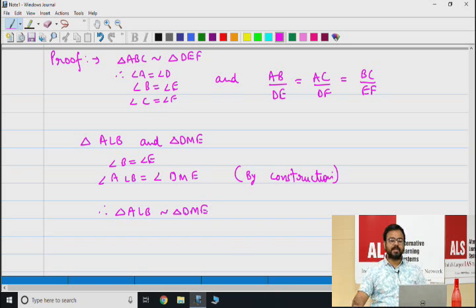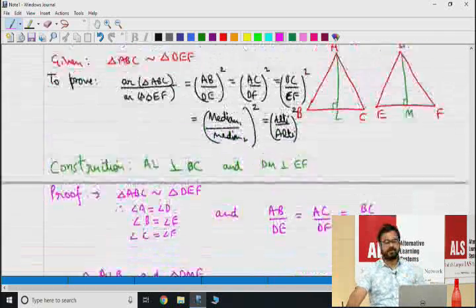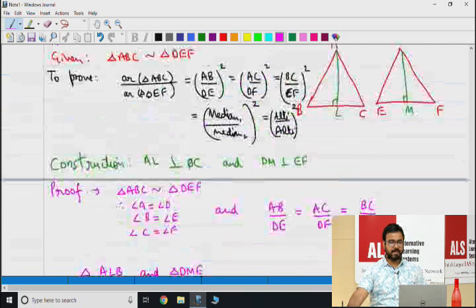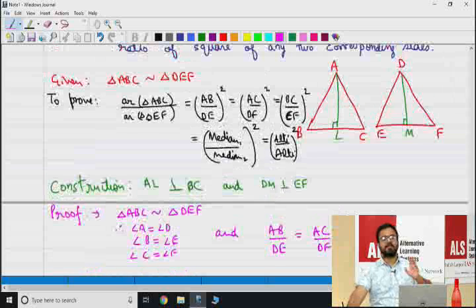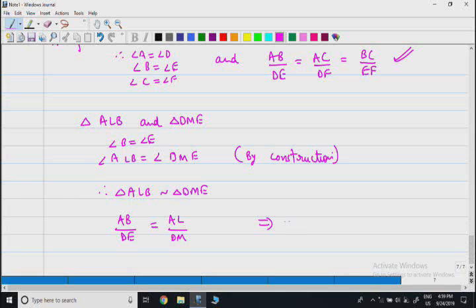After proving that these two triangles are similar, we can show that the ratio of the side is equal to the ratio of the altitude. So we can say AB over DE is equal to AL over DM. And this AB over DE is already equal to BC over EF, because we know that AB over DE is also equal to BC over EF. Therefore, we can write BC over EF equal to AL over DM. I have replaced AB over DE by BC over EF.